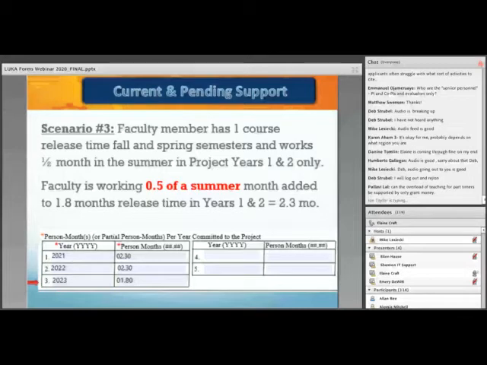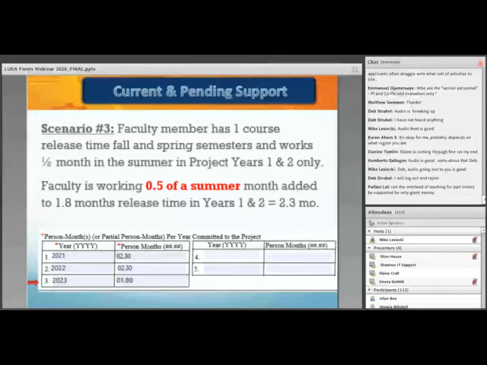Now let's consider a situation where a teacher who had 1 course release time for both fall and spring semesters is also going to work on the grant in the summer. For example, the summertime commitment could be 2 weeks or a half a month, which will be reported as 0.50 person months. In this case, the faculty member has the release time we calculated on the previous slide in the fall and spring, but this faculty member will also work the 1/2 month in the summer, in years 1 and 2 of a 3-year project.